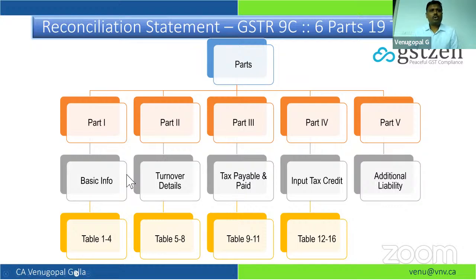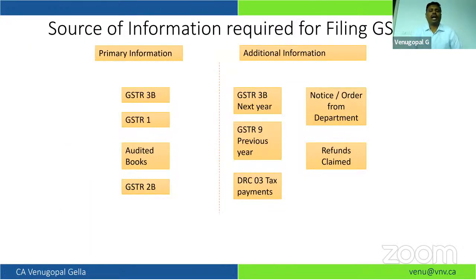Now, what is the source of information? What do you need to have to file your returns? You need to have the GSTR-3B, all the 12 months' 3B that you have filed, all the 12 months' GSTR-1 that you have filed. Hope all of you have got your books of accounts audited. You have your audited financial statements and a copy of GSTR-2B. We are talking about financial year 22-23. You need to have this information for 22-23.